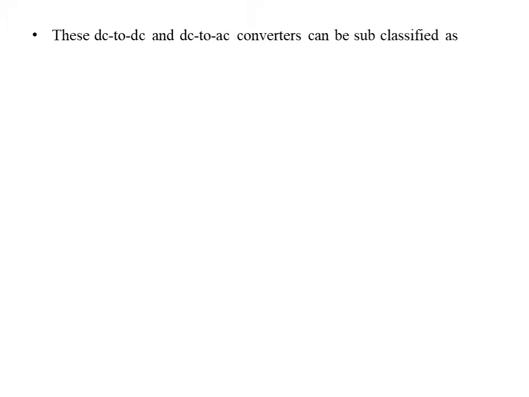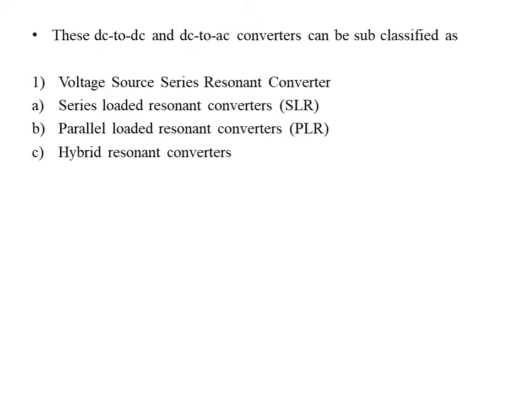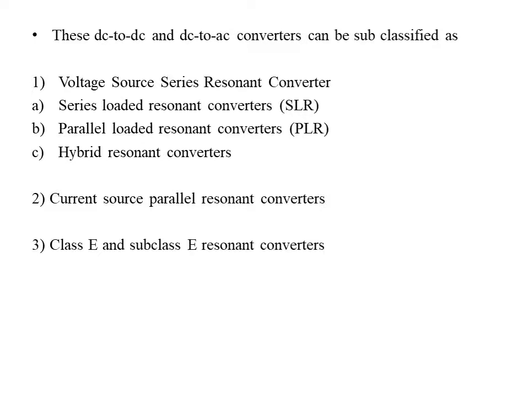This DC to DC or DC to AC converter can be sub-classified as voltage source series resonant converter, and it is classified as series loaded resonant converters SLR, parallel loaded resonant converters PLR, and hybrid resonant converters, current source parallel resonant converters, and class E and subclass E resonant converters. So these are the sub classifications of series or loaded resonant converters.